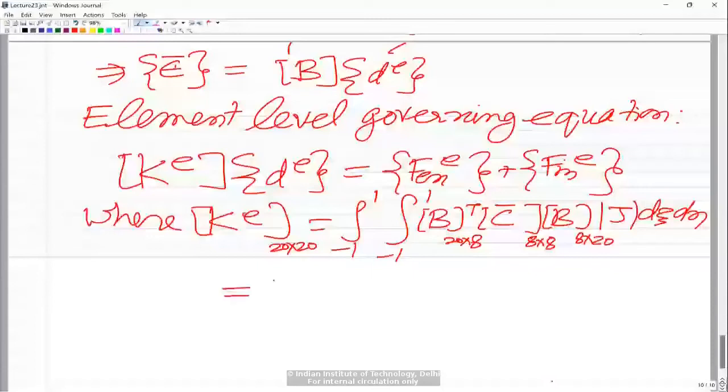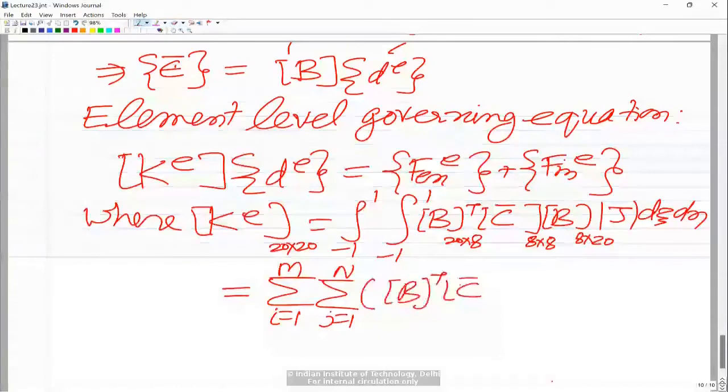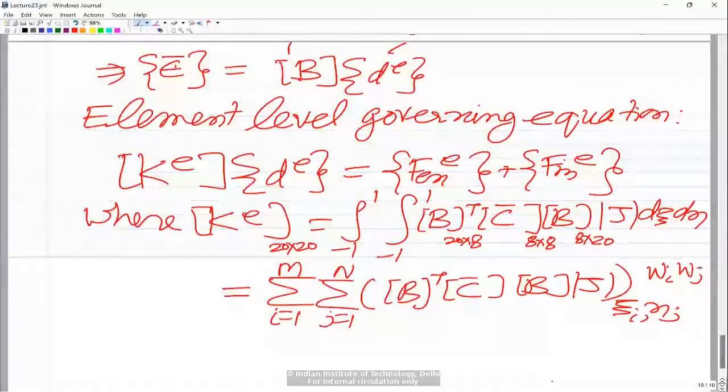So this is a 2D integral, so we write it as a double summation, i going from 1 to m and j going from 1 to n; one can use the other way around also. Then we have B transpose into C bar into B into determinant of the Jacobian matrix. The whole thing is evaluated at xi i, eta j, into w i w j. w i and w j are the weight factors. We have already discussed how to get these weight factors. And that is your K e.